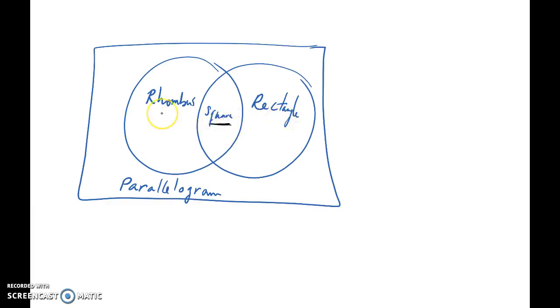All right, so that means every single square is a rectangle. Every single square is a rhombus. Every single rectangle is a parallelogram, and every single rhombus is a parallelogram. All right, so that means every square is always a rectangle, and it's always a rhombus, and it's always a parallelogram. All right, but a square has all 3.